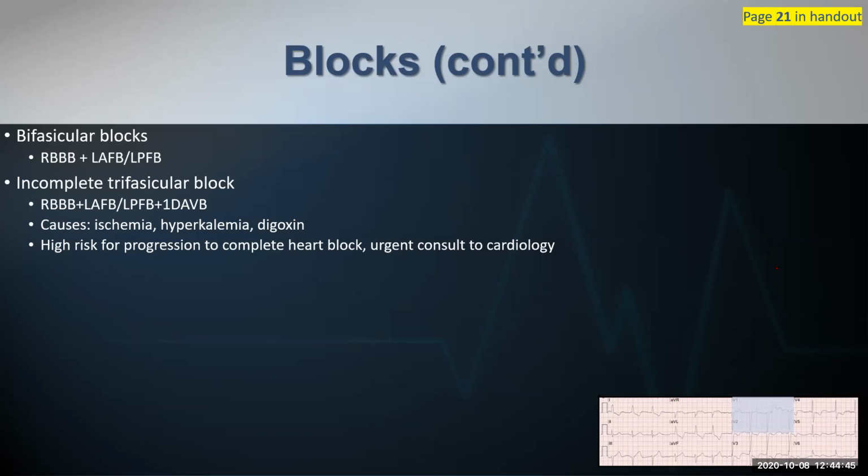Incomplete trifascicular blocks are a right bundle branch with one of the 2 above, as we mentioned, with the 1st degree. This is not really common, but I've seen it, I think, 1 time before. These patients have high risk for progression to complete block, so you should do that urgent consult and put them on temporary pacers. If they're on digoxin, this would be a reason to consult cardiology to decide, do you think they need DigiFab or do you need to reverse that medication?